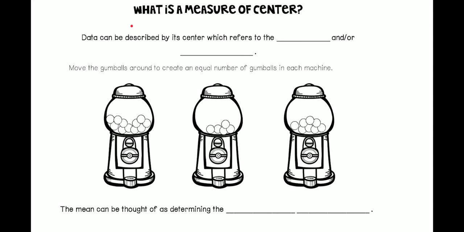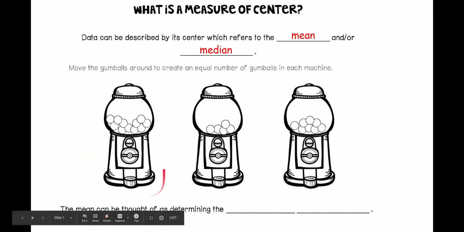In this video, we're going to discuss measures of center. Let's begin. We're going to specifically focus on mean and median in this one. Data can be described by its center, which refers to the mean or the median. So it's the number that's in the middle. And mean is sometimes referred to as the average. We're going to start off by talking about the mean or the average.